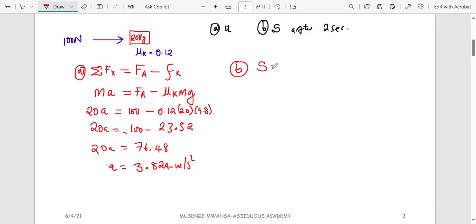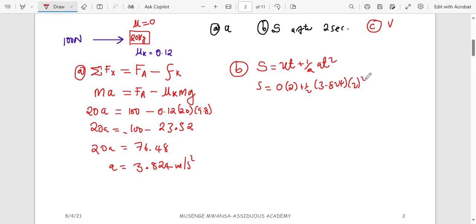We know that distance, which is s, is equal to ut plus half at squared. If we take it that when we are pushing this object, it started from rest, the initial velocity was 0, then distance is equal to the initial velocity 0 times time, which is 2 seconds, plus half, acceleration is 3.824, and then time is also 2 squared. So the distance is going to be 3.8 times 2 squared, which is 4, and then divided by 2.